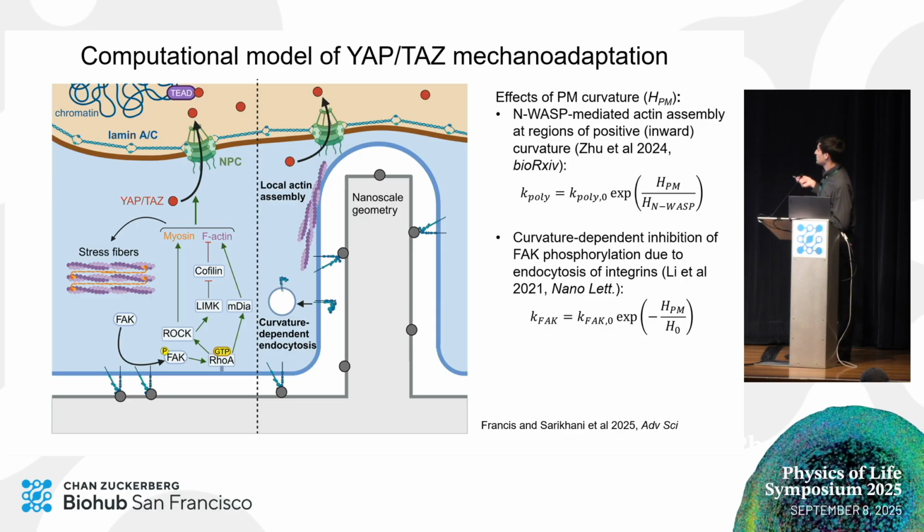So one effect that we know is going on in these nanopillar substrates is that we have preferential actin assembly on regions of positive inward membrane curvature around these nanopillars. And this is N-WASP mediated. So we phenomenologically inserted this into our model. And we also put in this curvature-dependent endocytosis, which leads to a reduction in focal adhesion kinase phosphorylation at these curved regions. And this is due to endocytosis, specifically of beta-1 integrins in this case.